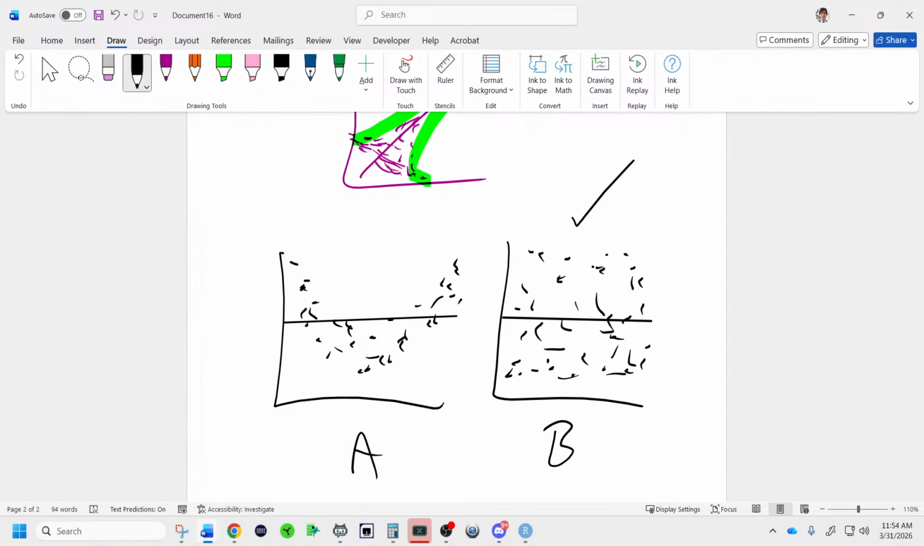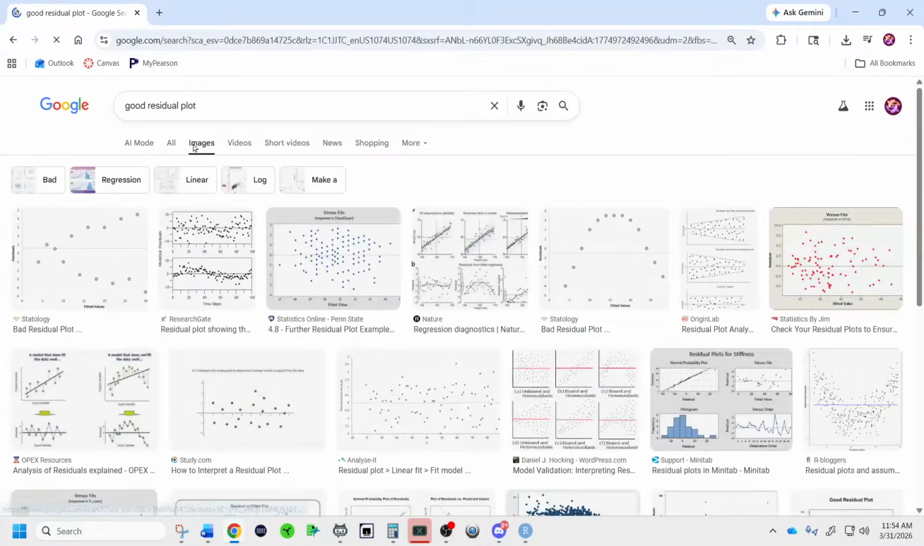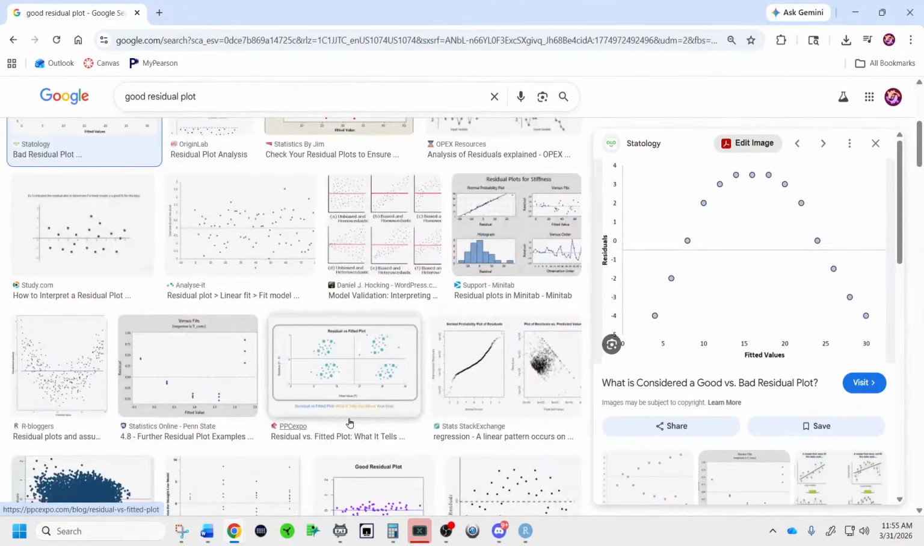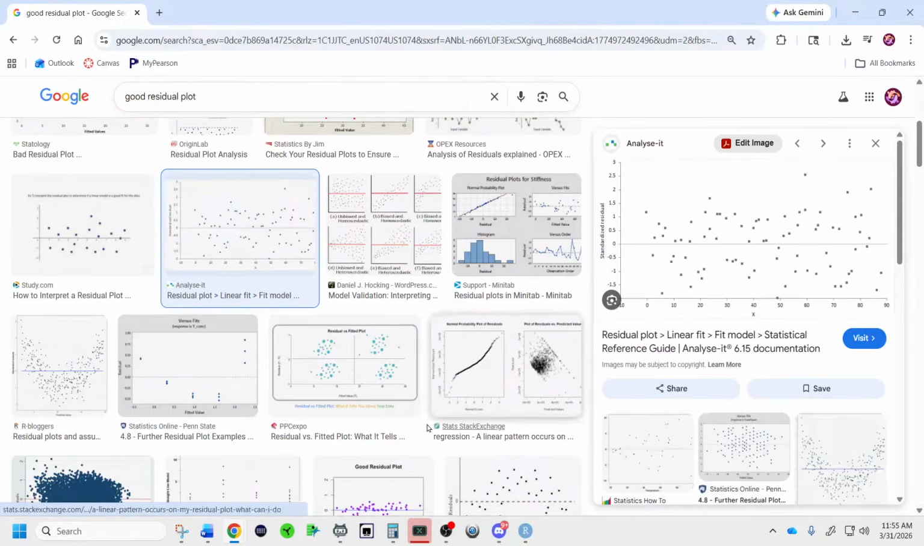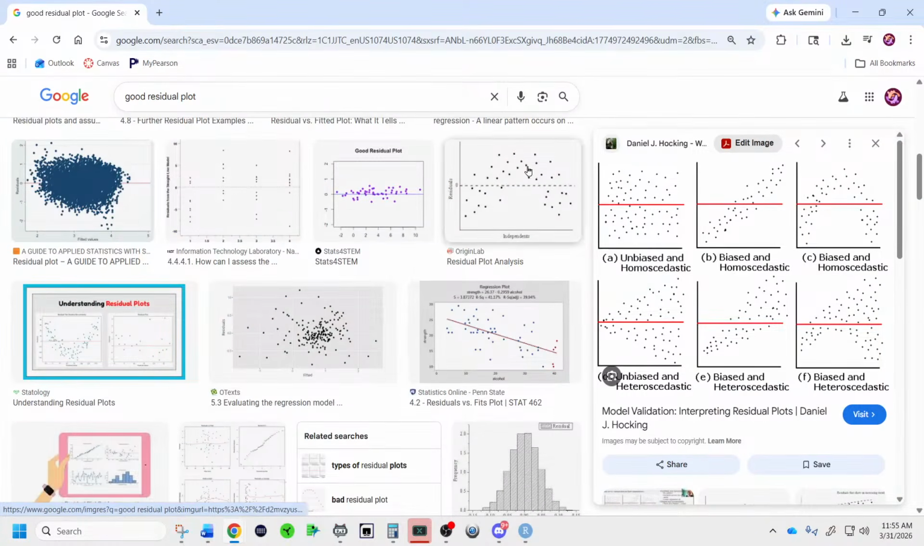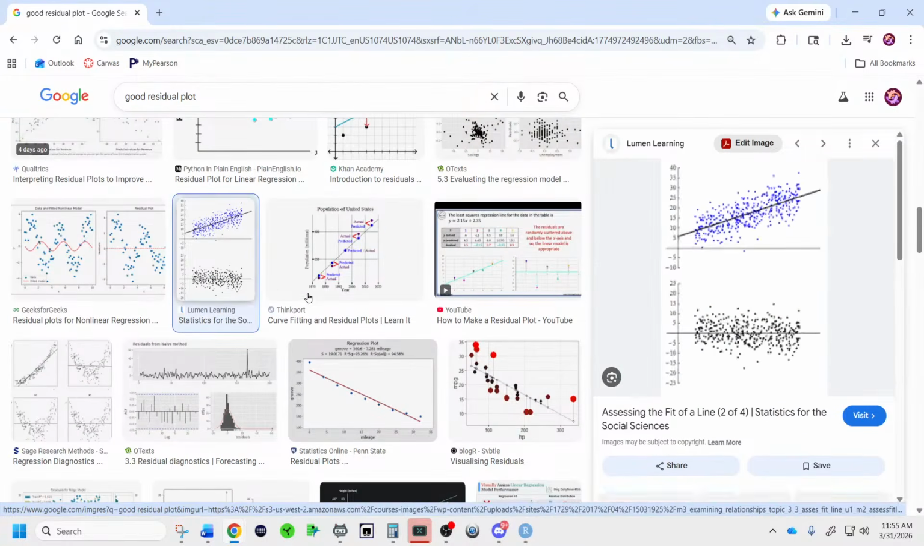A good residual plot, if you just Google good residual plot, should show no patterns. It'll be random. So a good residual plot, as long as you get ones that are good, like that's not a good residual plot. That's a horrible residual plot. Good residual plots are going to look random. Like that's a pretty good one right there. See, they've been showing you right here, unbiased, homoscedastic, meaning same strength. So that's a bad residual plot. It's funny, you Google good residual plot and you get some bad ones. This is a pretty decent one down below.